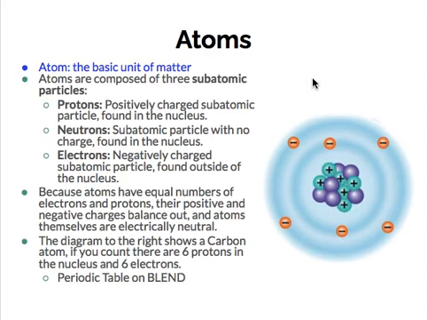And if you go to Blend, you can see a link to an interactive periodic table where you can see the atomic number, or you can see the tile for the carbon atom there, and you can see how many protons are in the nucleus.